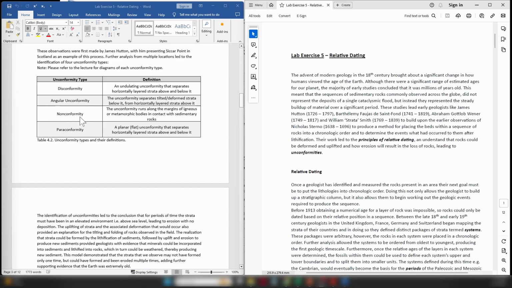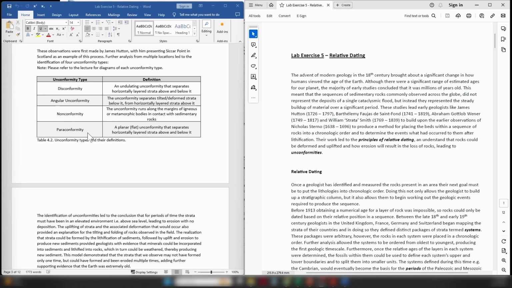So then we have a nonconformity. This is essentially the contact between any sedimentary rock and an igneous or metamorphic rock. So wherever you have sedimentary rock in contact with an igneous rock, that is a nonconformity. Wherever you have sedimentary rock in contact with a metamorphic rock, that is a nonconformity.